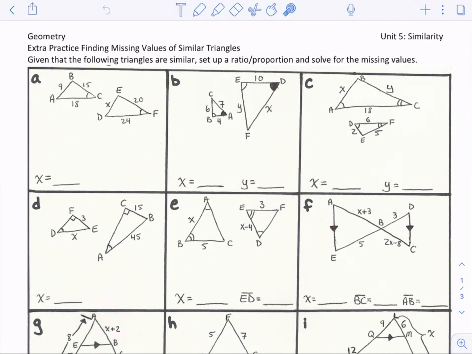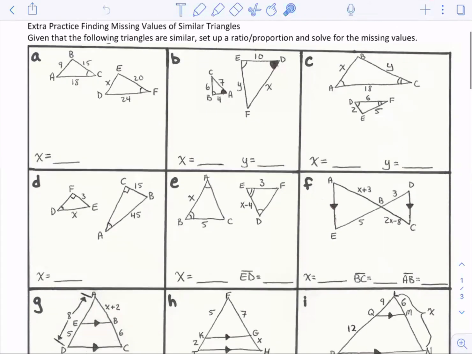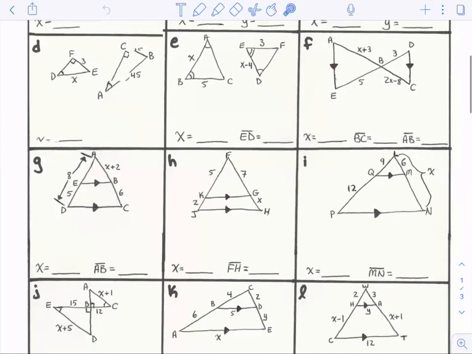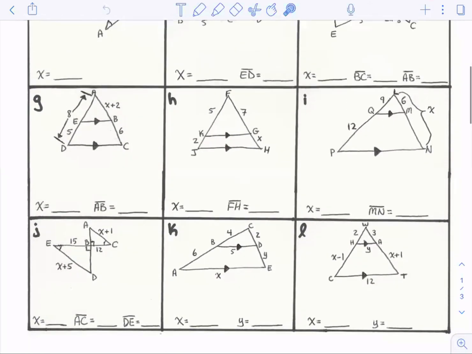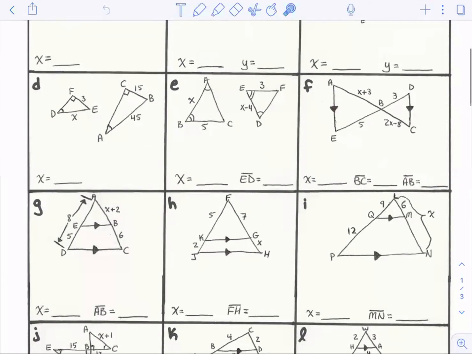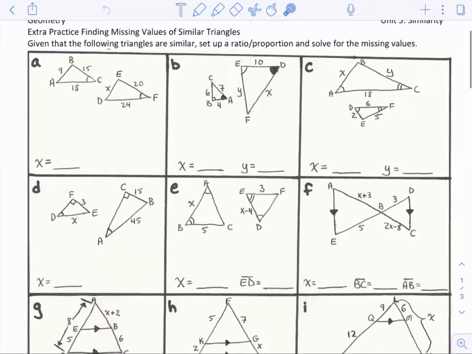Welcome back. Today we are going to talk about how to find missing values or missing parts of similar triangles. To do that, I made this a little while back. If you could tell, I hand drew most of these examples. So I want us to be able to set up and solve to find some missing parts.